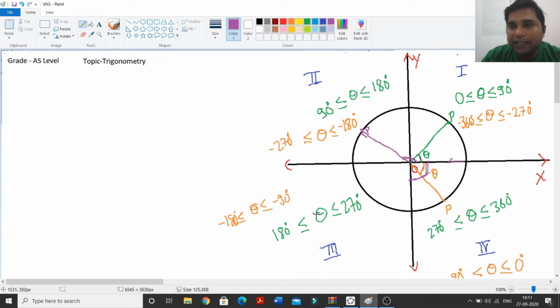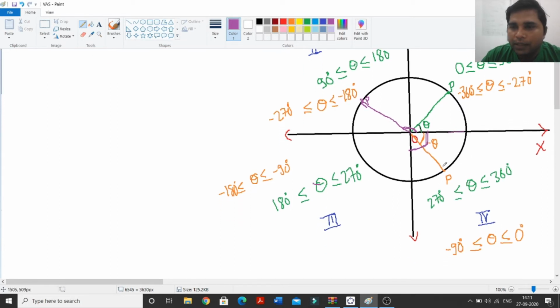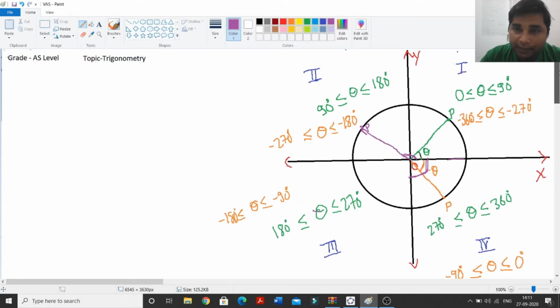But if you take the angle clockwise from the positive x-axis, that angle will be a negative angle. So in the fourth quadrant, if you take an angle theta clockwise, it will be between minus 90 to 0 degrees. In the third quadrant clockwise, that will be between minus 180 to minus 90. In the third quadrant, it will be minus 270 to minus 180 degrees, and in the fourth quadrant it will be between minus 360 to minus 270.